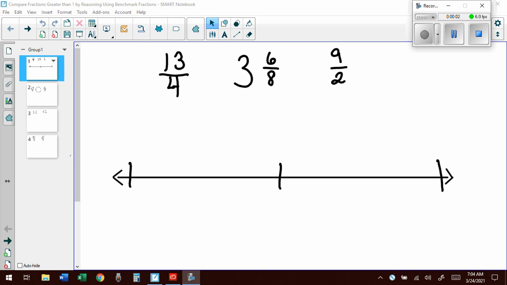Alright, so today we are going to compare fractions greater than 1 by using benchmark fractions and discussing why these fractions are greater than, less than, or equal to. So the first three fractions that we will look at are 13/4, 3 6/8, and 9/2. And when we look at these, we know that at least one of them is greater than 3. So our number line will have the endpoints of 3.